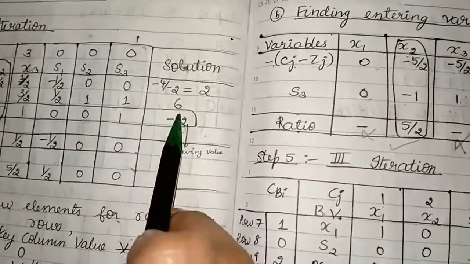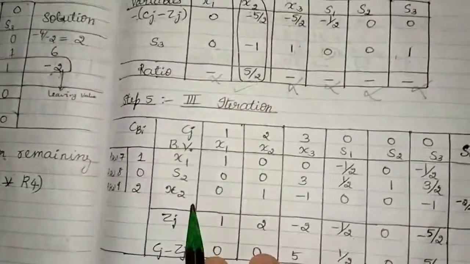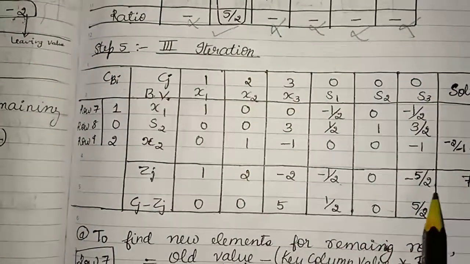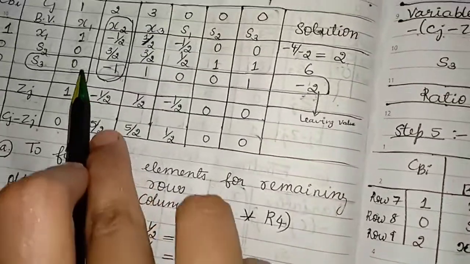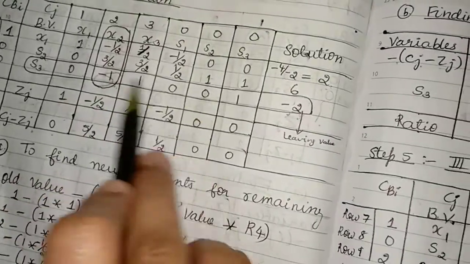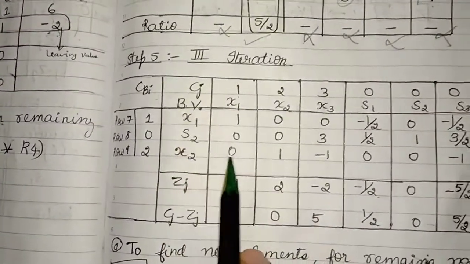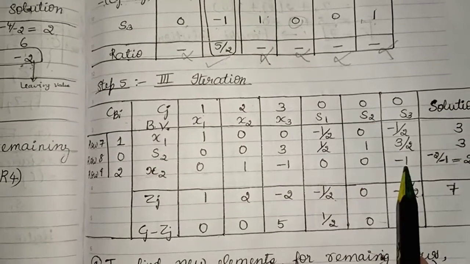So again you cannot stop this iteration because you are getting a negative value, so you have to go for iteration 3. So here again CBA, you write all the things here. Then you have to change the S3, that is you have to divide this row by key element, that is -1, and you get these values. Okay, you get 0, 1, -1, 0, 0 and -1.